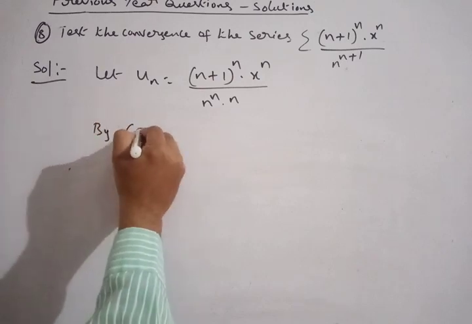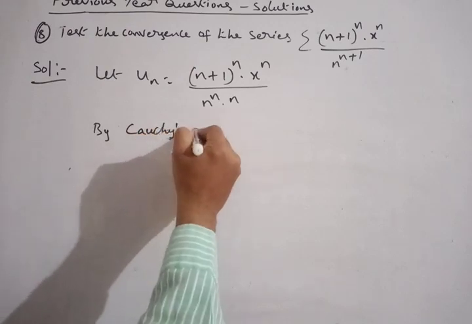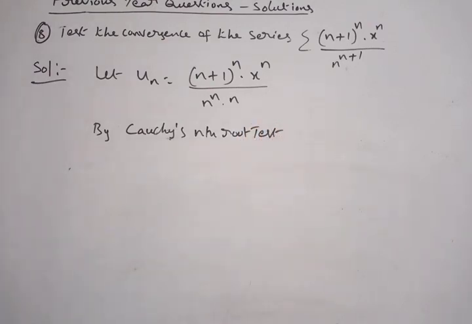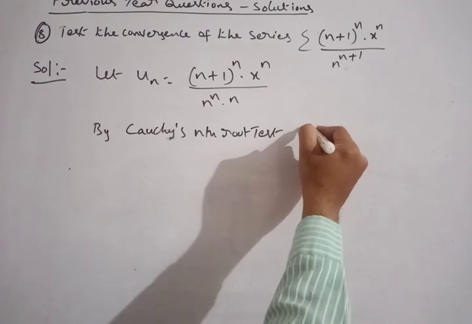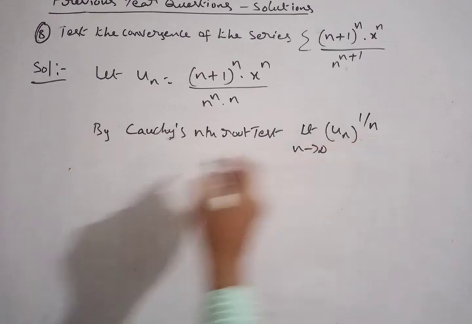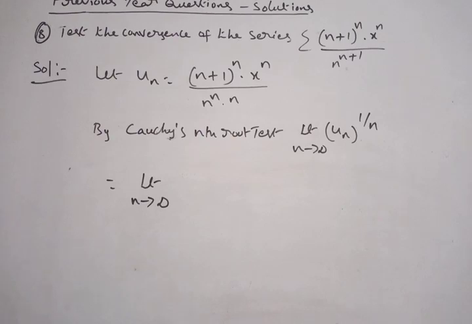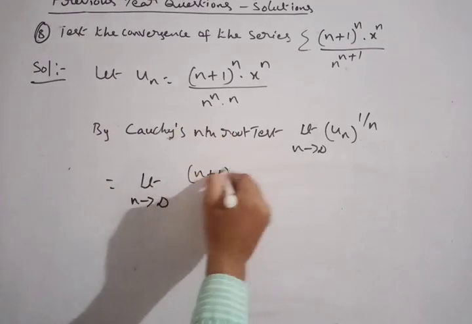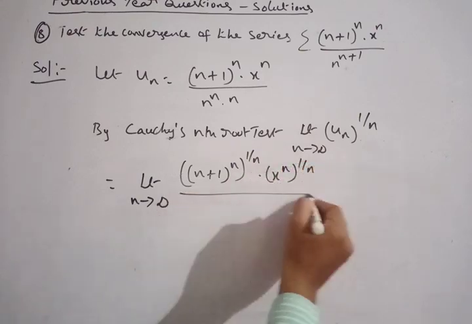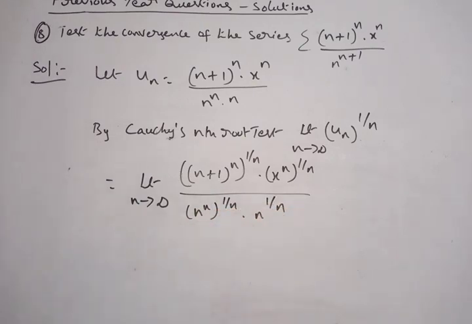So by Cauchy's nth root test, what I get here: limit n tends to infinity un whole power 1 by n is equal to limit n tends to infinity (n plus 1 power n) whole power 1 by n, x power n whole power 1 by n, and here (n power n) whole power 1 by n into n power 1 by n, right?